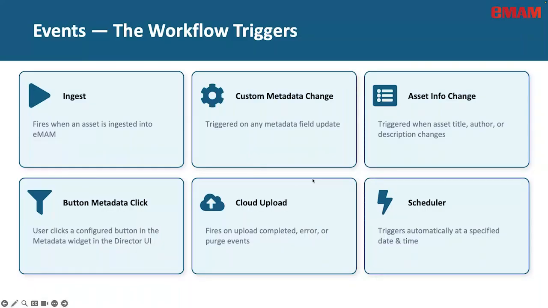Okay, so what are the events, the triggers that start these workflows? Of course, ingest: media is brought in, the ingest is complete, and maybe the profile that was used is XYZ, which we'll talk about in the conditions. Custom metadata was changed: a custom metadata field went from no to yes, and then it triggered the workflow. Asset information changed: the asset title was changed, or the author was changed, or any kind of descriptive changes.